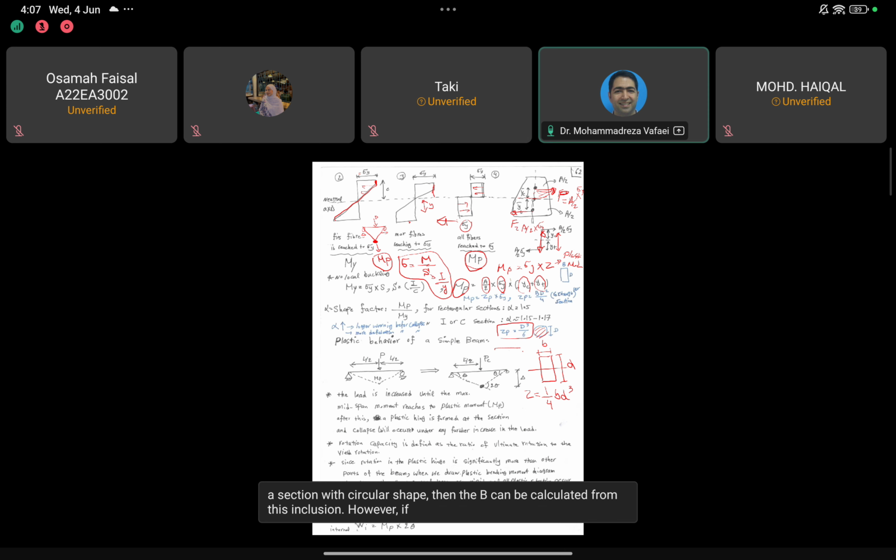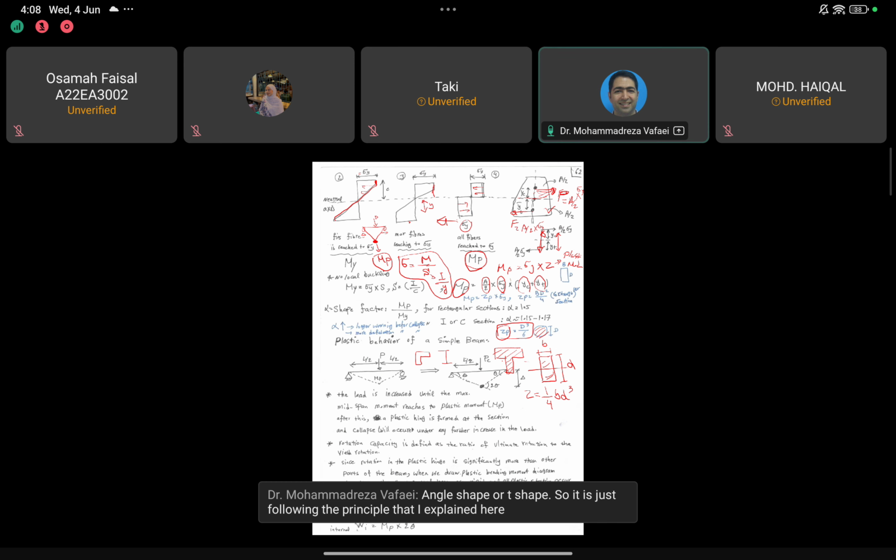However, if your section is not a symmetrical shape, or shapes like the one that you see here, let's say you have a T shape, so in that case, you need to calculate Zp, and based on that, you can calculate Mp. I will explain this one later, how we can get Zp, the plastic modulus, for sections like I or angle shape or T shape. So it is just following the principle that I explained here.